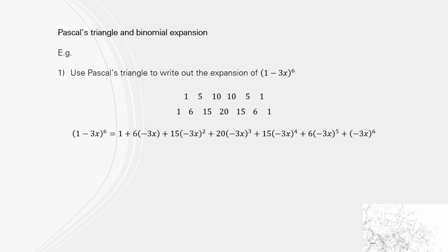So after the 6 is minus 3x, after the 15 is minus 3x squared, after the 20 is minus 3x cubed, after the 15 is minus 3x to the 4, after the 6 is minus 3x to the 5, and then you've got minus 3x to the 6 on the end. So expanding those, we end up with 1 minus 3x to the 6 is 1 minus 18x plus 135x squared minus 540x cubed plus 1215x to the 4 minus 1458x to the 5 plus 729.